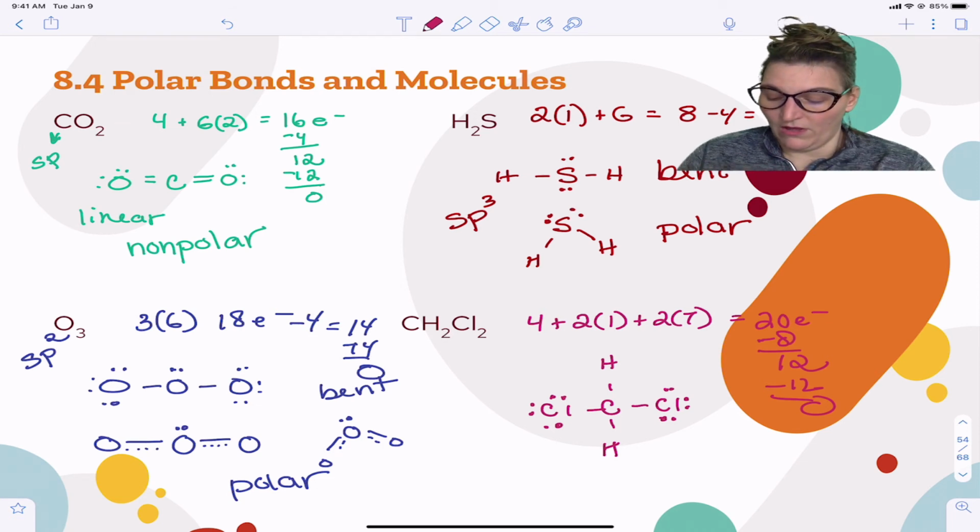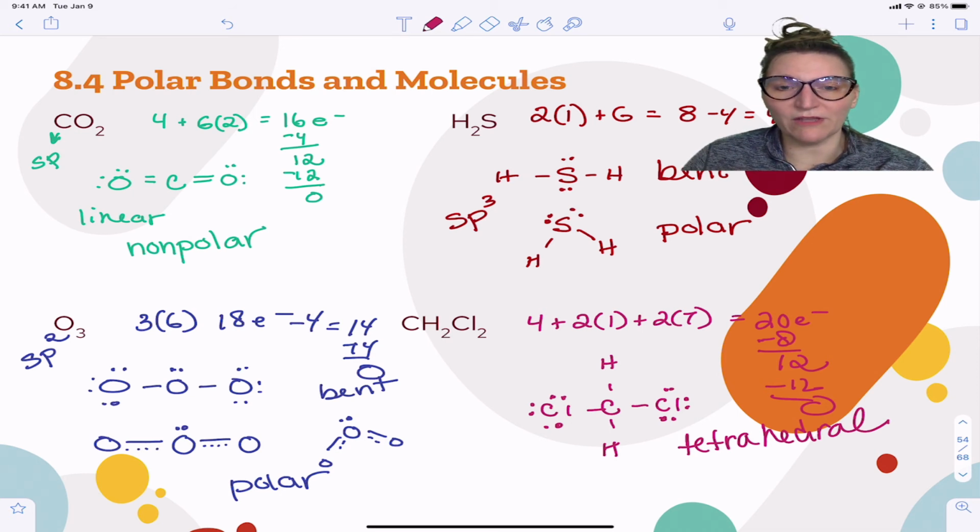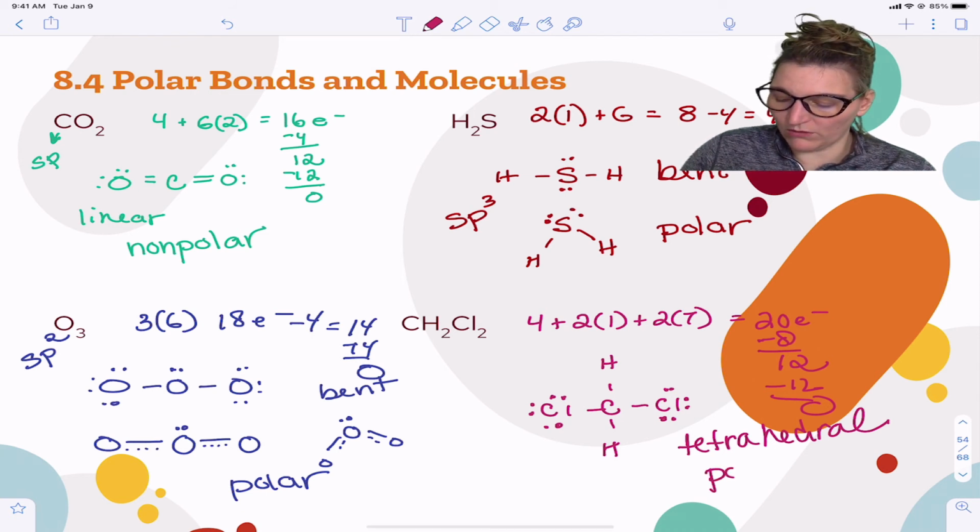Now, looking at this molecule, it has 4 electron domains. That means the shape is tetrahedral. And tetrahedral, no lone pairs on the central atom, so it could be polar or nonpolar. The question is, are all the outside atoms the same? And they're not. So this is a polar molecule.